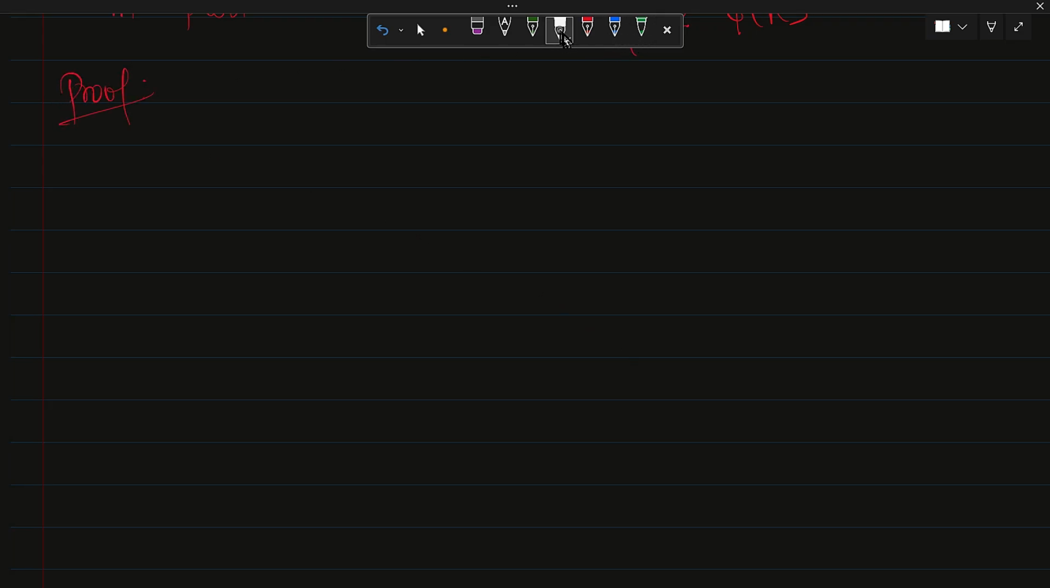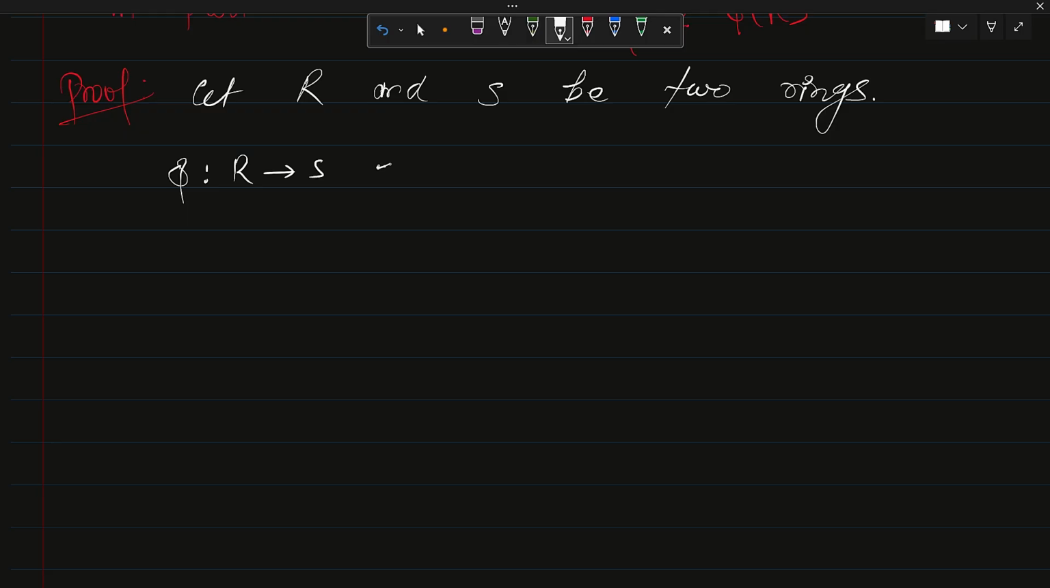So for the proof we are supposing that let R and S be two rings, phi defined from R to S be a ring homomorphism.